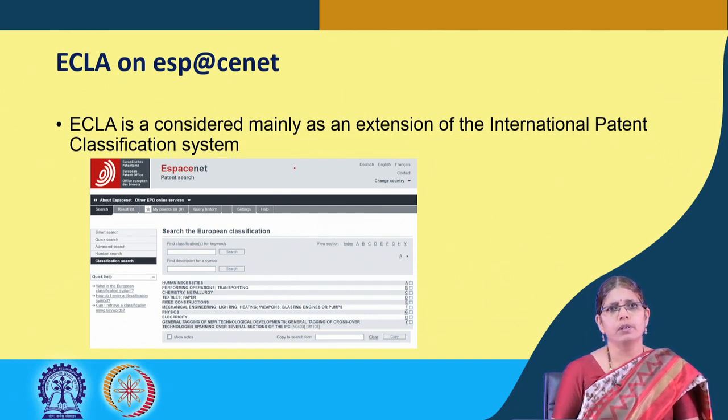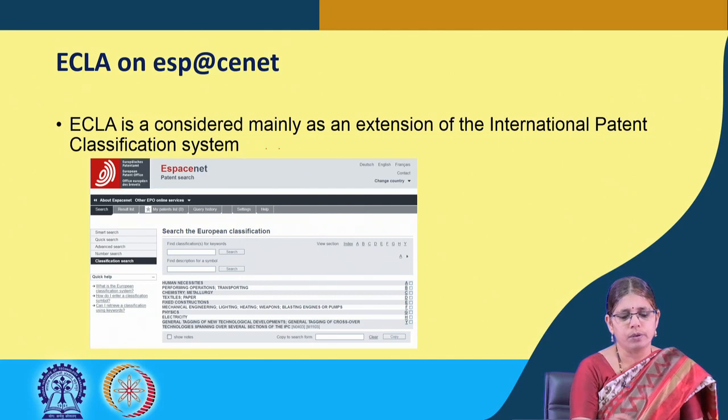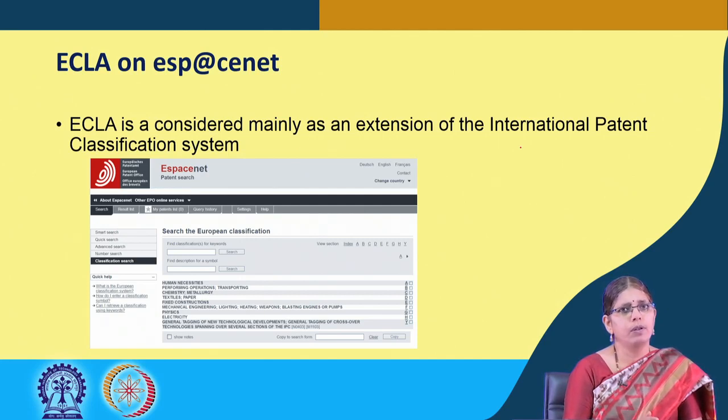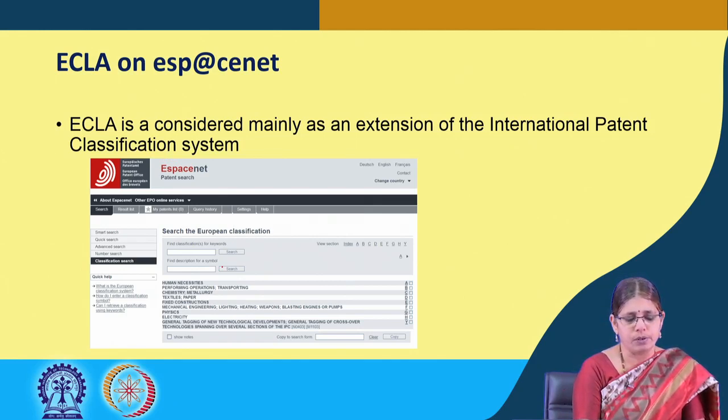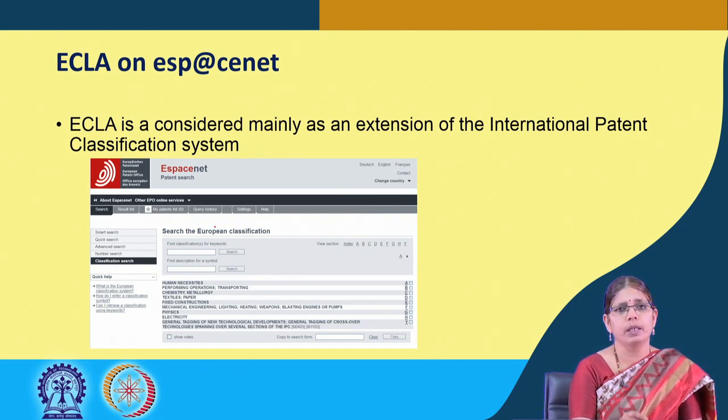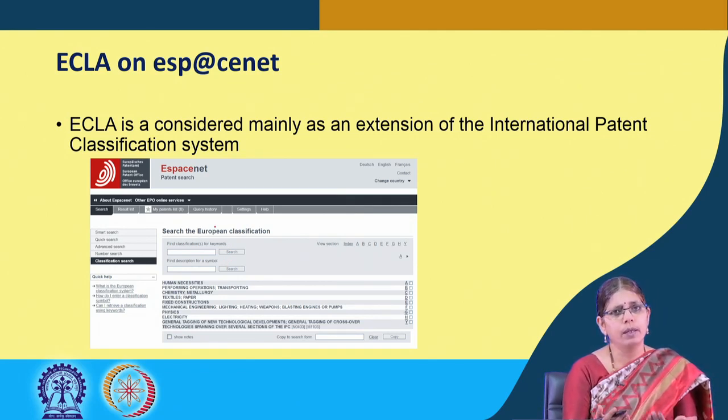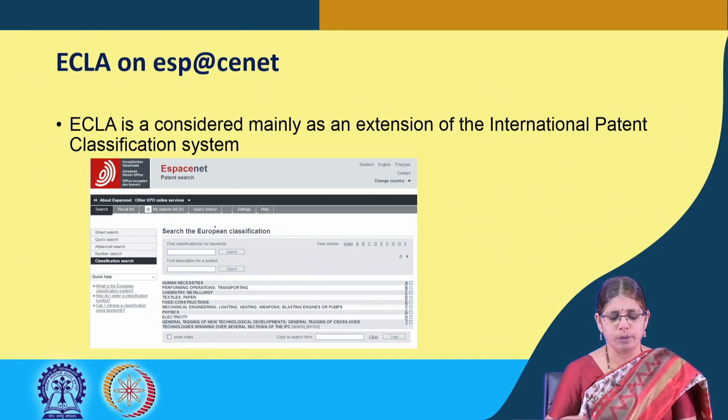This is one particular way of representing the ECLA codes. One can also search under eSpaceNet, which is the database available for looking at European patents. You can also search by the classification search. Under that classification you can put the classification code and pull out the patents relevant for that particular code.